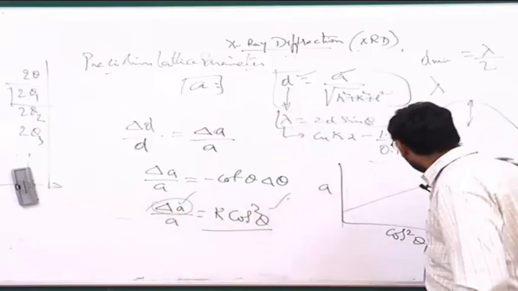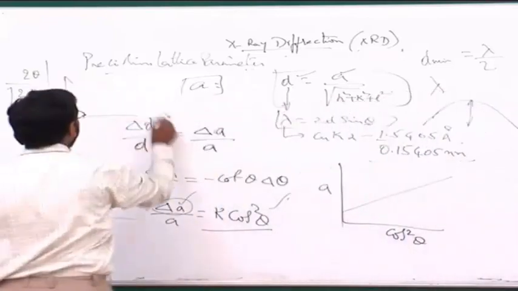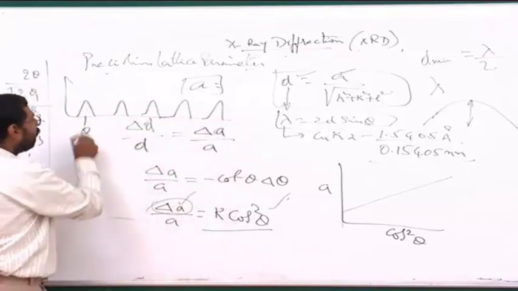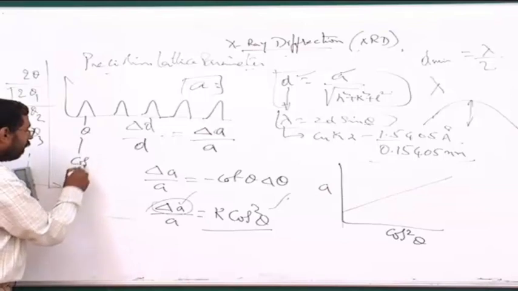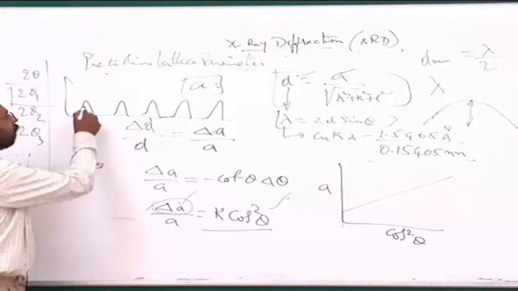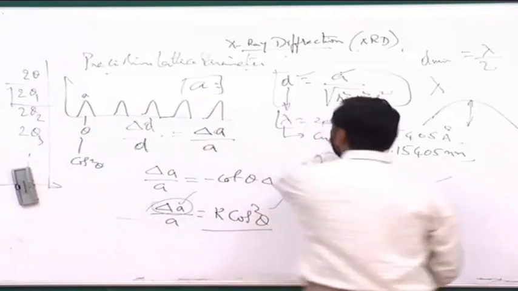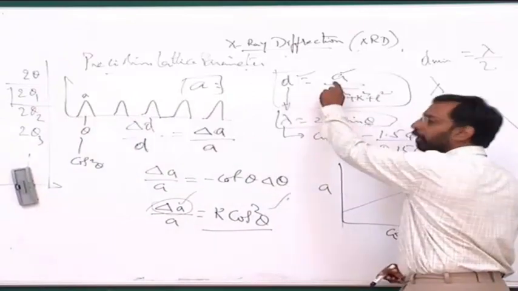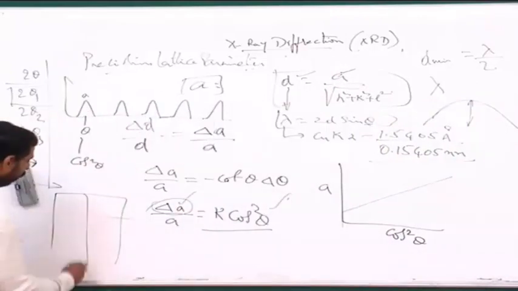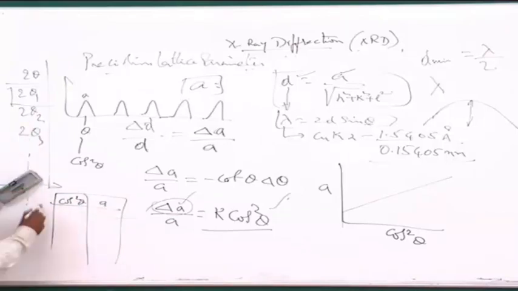So people extrapolate. So what they do is, you have a number of peaks. You first take your diffraction pattern. You have a number of peaks here. For each peak, calculate the theta and calculate the cos square theta. And not only that, also calculate the A. How do I calculate the A? From the theta, I get to this, find out the D. From the D, I find out the A. So I have a table now with cos square theta versus A for each of the peaks 1, 2, 3, 4, 5.